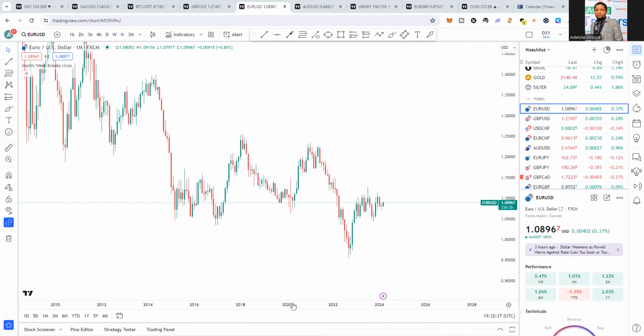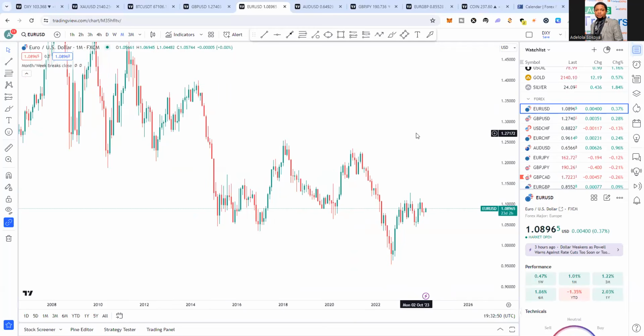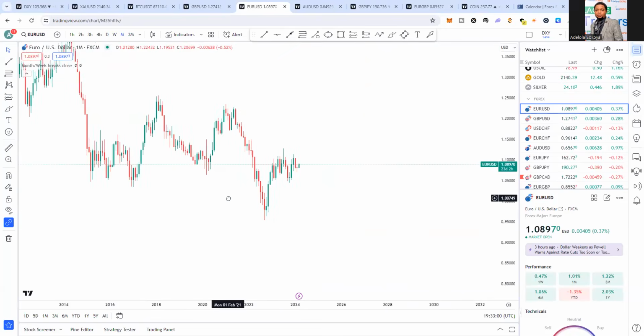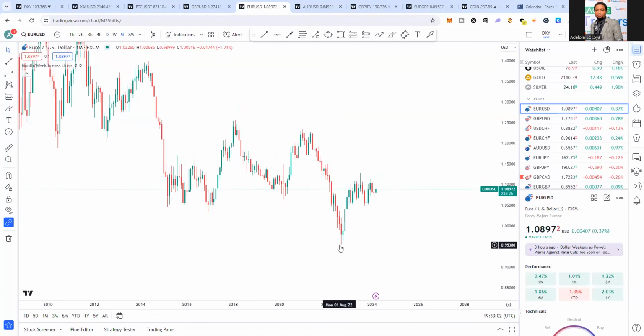So on EUR/USD, now we want to build a story. The first thing is you want to build a story on the chart. So on the monthly time frame, in doing that, we want to identify this major support and resistance. Now, I think 2022 is the major support for EUR/USD, which happened in August 2022.